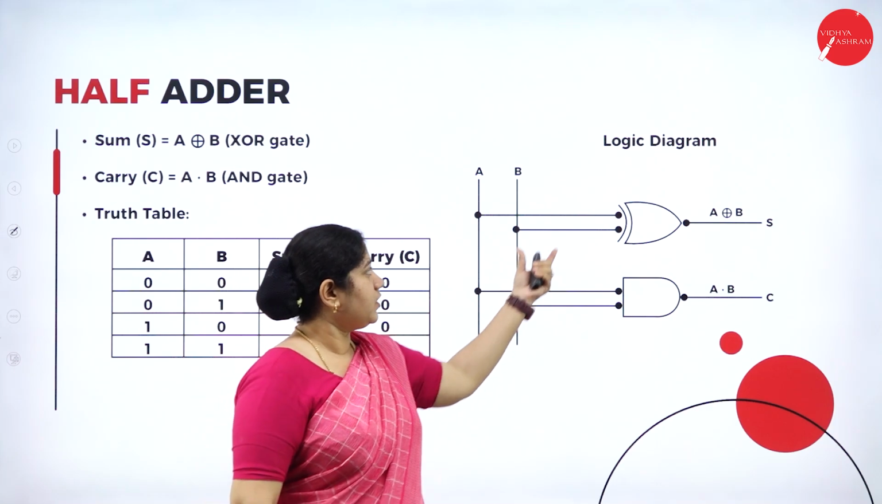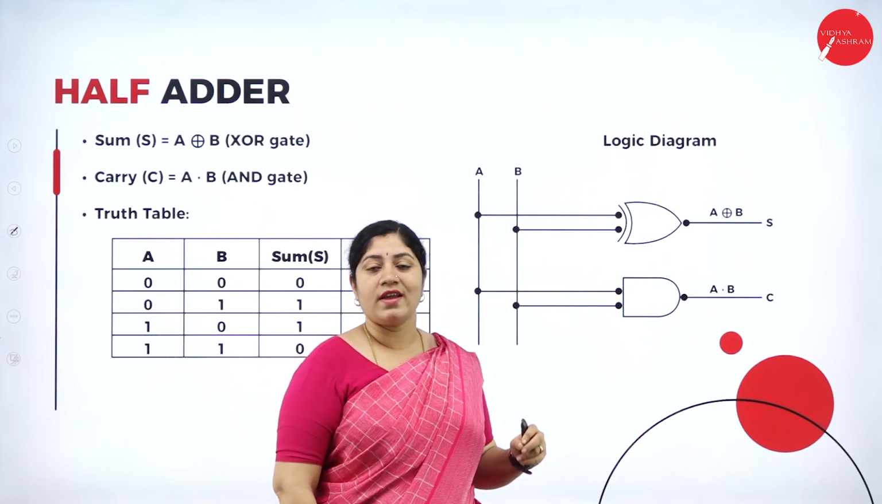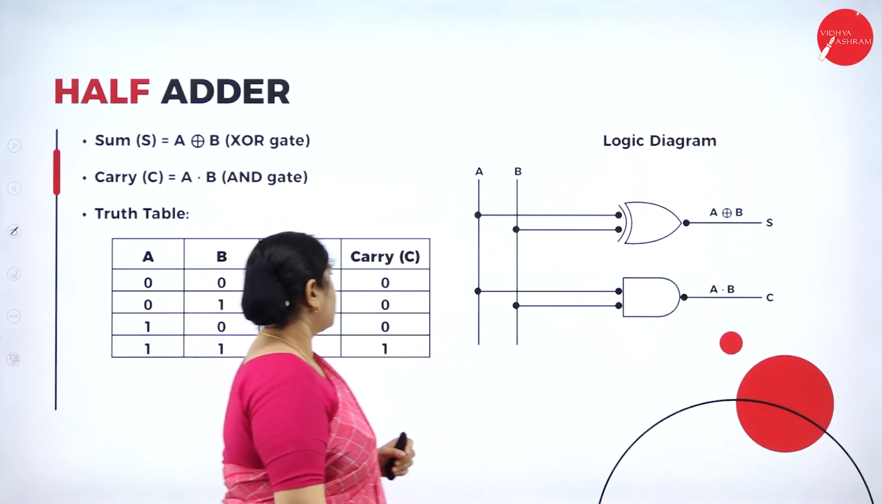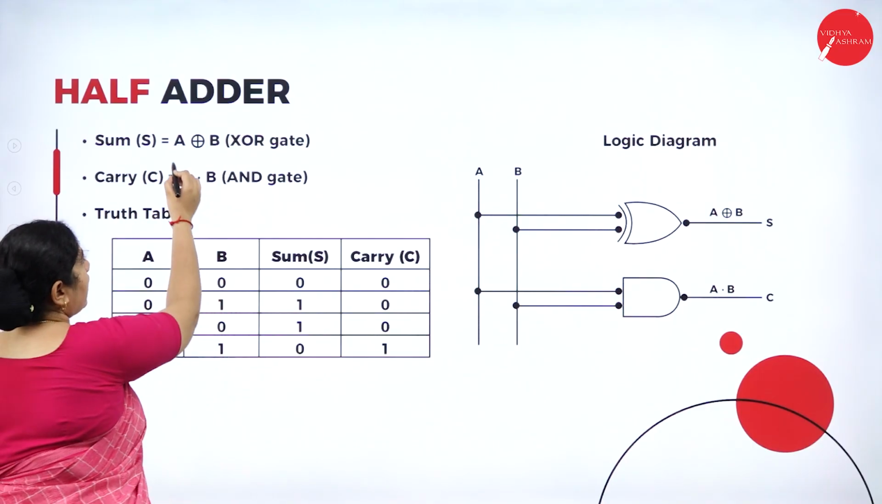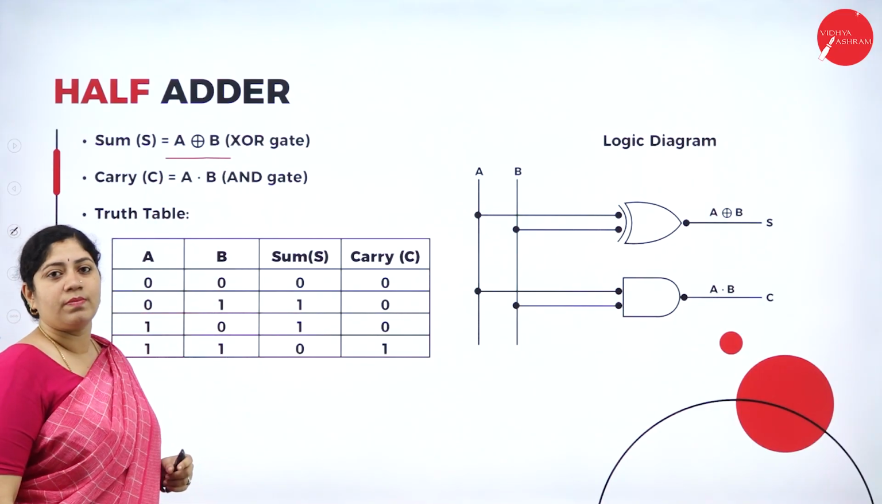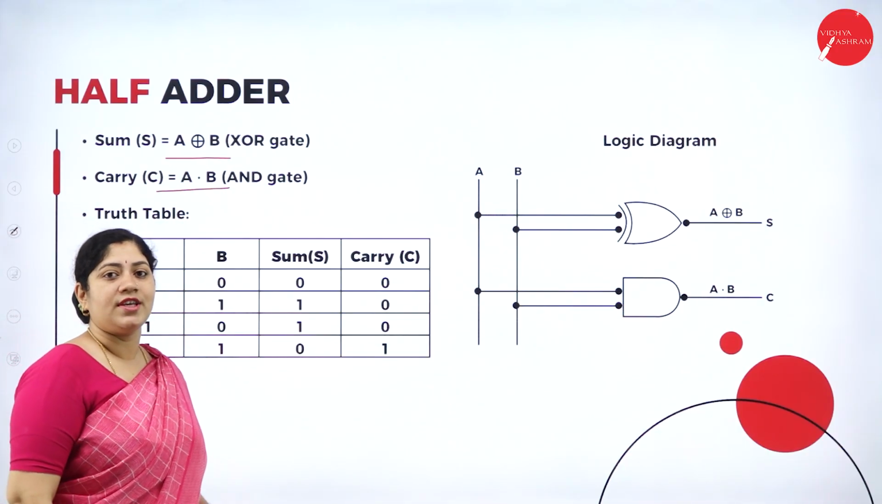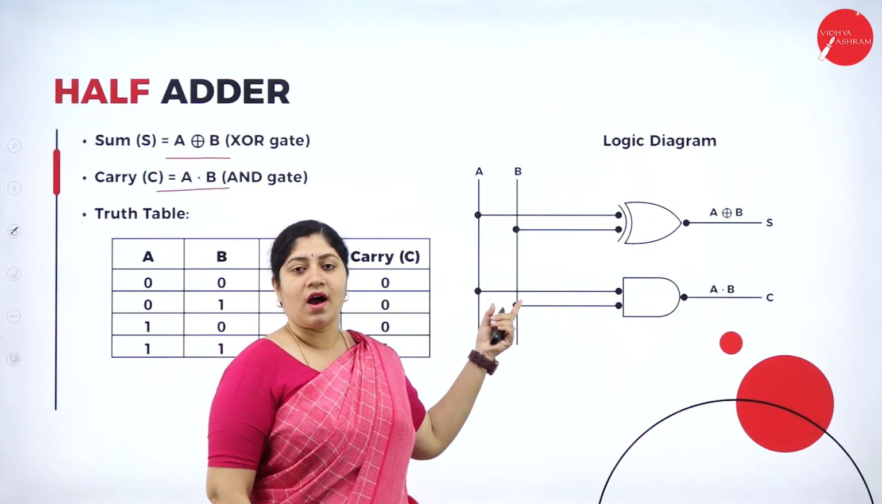So let's complete a logic diagram. But before that, we have to understand what the expression for sum and carry is. The expression for sum is none other than our XOR gate, that is A XOR B, followed by our carry, which is nothing but an AND gate. So let's draw a simple logic diagram for a half adder.